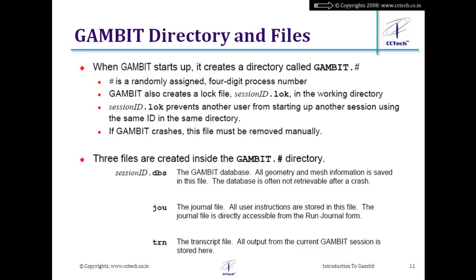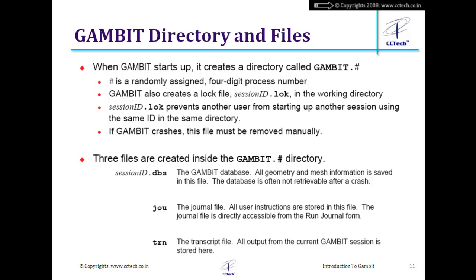Another two files which are there are very useful. The other file is a JOU file, which we call a journal file. In the journal file, Gambit stores all the commands which have been executed by a user. It means if I am creating a model, let's say I want to create a cube, you can create a cube by using the Gambit GUI. Whenever I create a cube, internally Gambit executes one command.